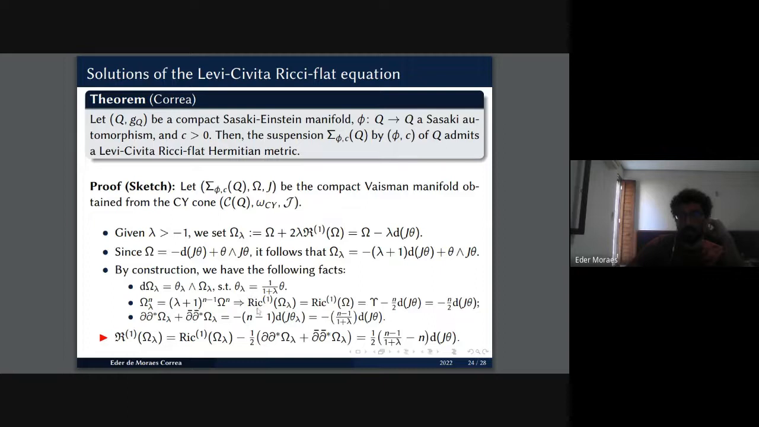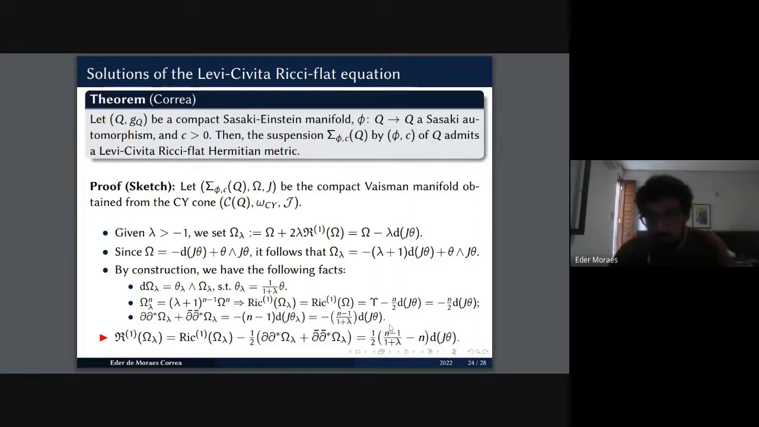So we can compute the first Chern-Ricci curvature of this omega lambda form, and we obtain this, right? And we can compute now this term, which appears in the expression of the first Levi-Civita Ricci curvature. To compute this, you need to consider the Hodge star operator induced by this metric, and from this we obtain this expression. Now we can combine them, and we obtain this, right?